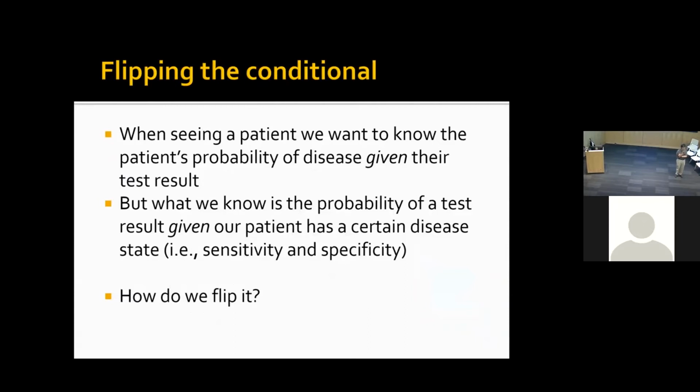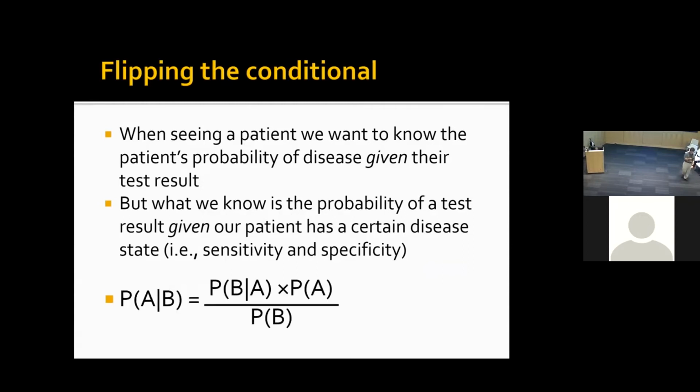That's the probability that they will be correctly identified as being diseased when they are diseased, or vice versa. That's the probability of a test result given the disease. But we want to know the opposite thing: what's the probability that they have disease given the test results? So how do we flip it? Bayes' theorem, right? This is the thing that lets us convert this into this.